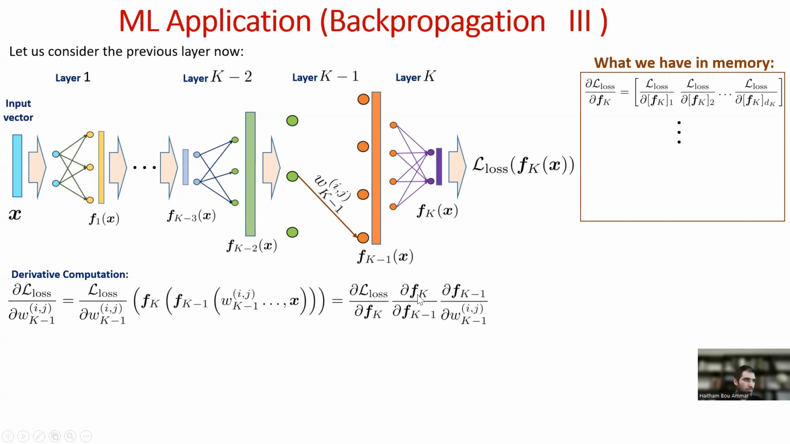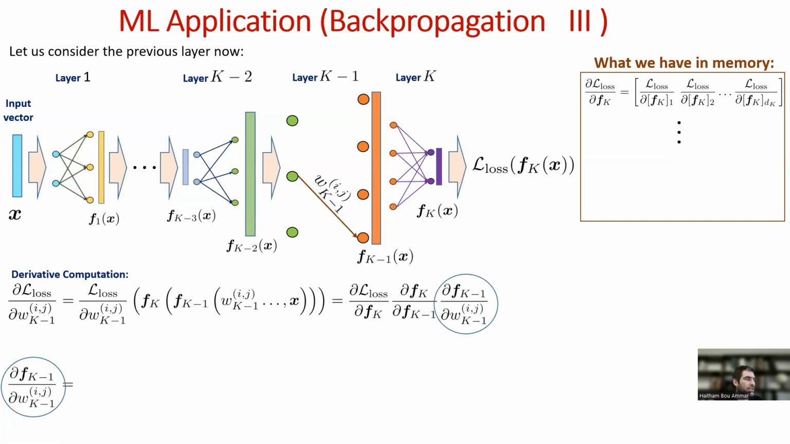Following again the chain rule, in order to compute the derivative of this double nested compositional function, we firstly take the derivative of the loss function with respect to the output of the k layer. That's already stored in our memory. Then we need to take the gradient of the output of the k layer with respect to its input, which is the output of the k-1 layer. And then finally, we need to take the derivative of the output of the k-1 layer with respect to the corresponding weights, w_ij^(k-1).